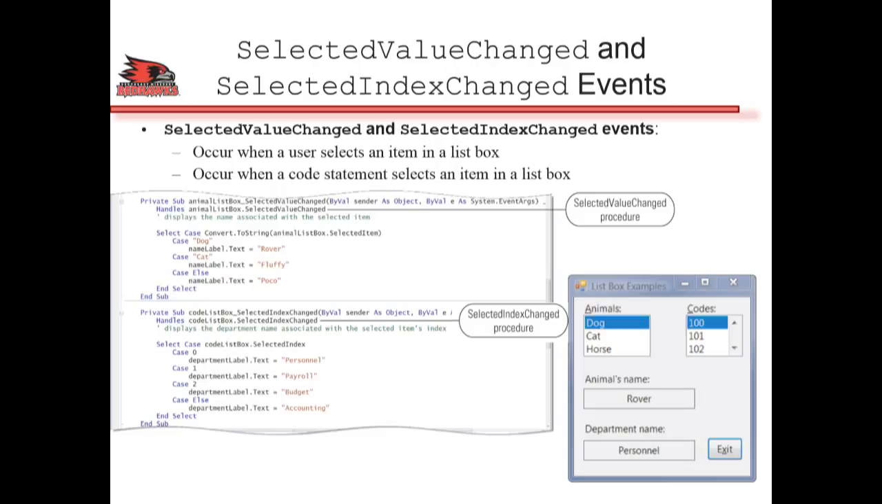So if the first item is selected, you show personnel. If the second item is selected, having index 1, you show payroll. Third item selected, index 2, budget. Or a fourth item selected falls in the else case, so that's accounting. Each of those codes, Z100, 101, 102, are, I guess, department codes, and the label shows you the name of the department. Pretty cool, according to me.